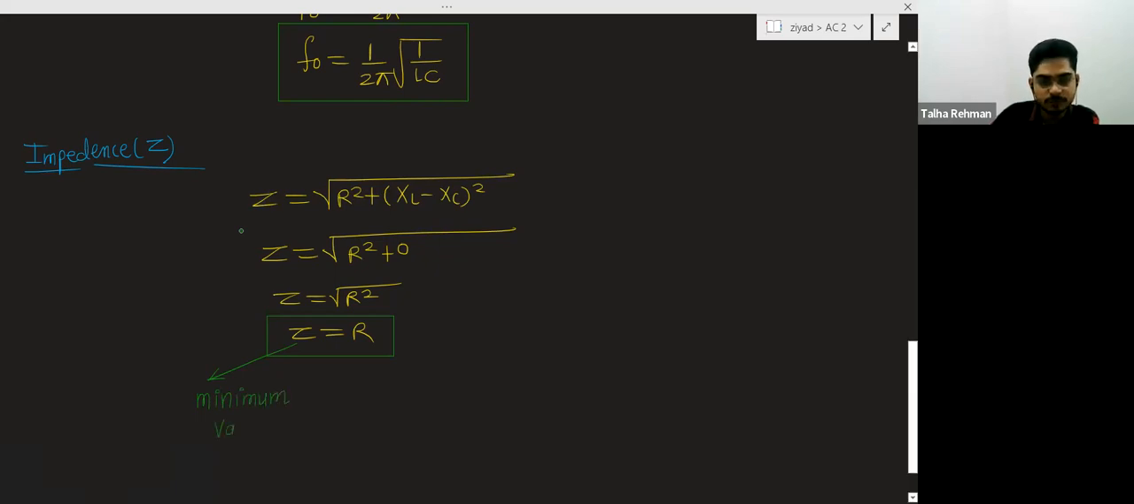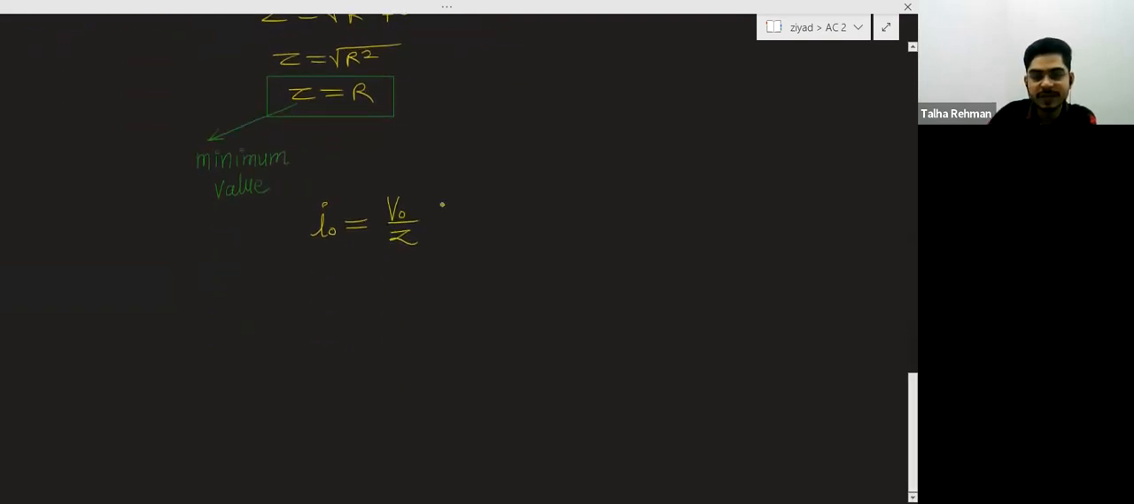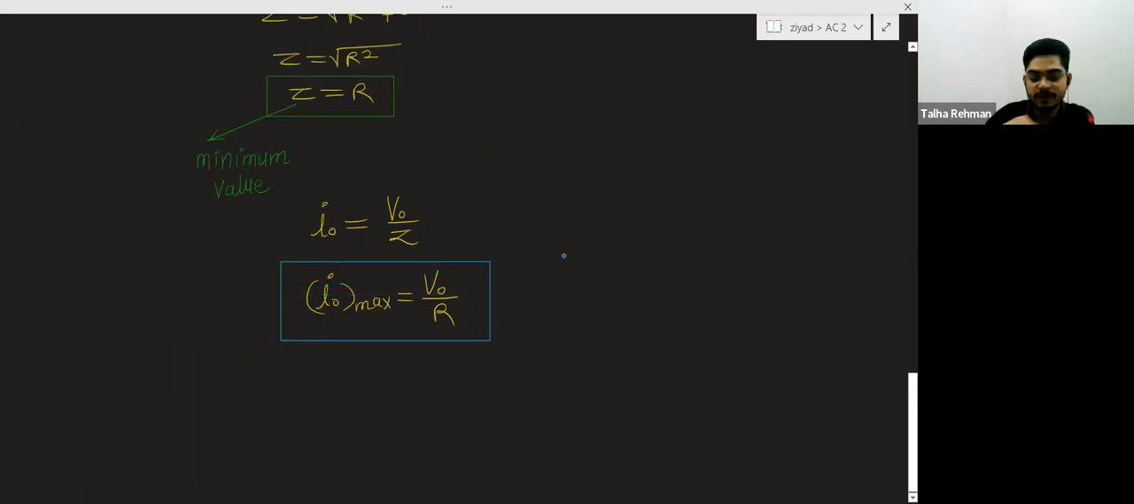This is the minimum value of impedance. If the impedance of the circuit becomes minimum, then the current becomes maximum. Now you can write the formula for the current: I naught is equal to V naught by Z. This I naught will become the maximum current when Z becomes R. This will be the value of the maximum current.